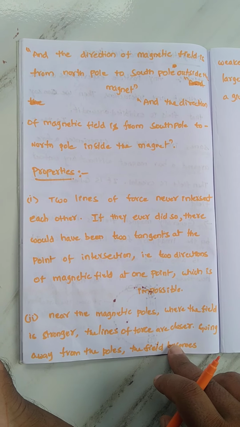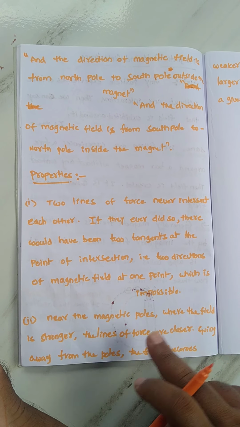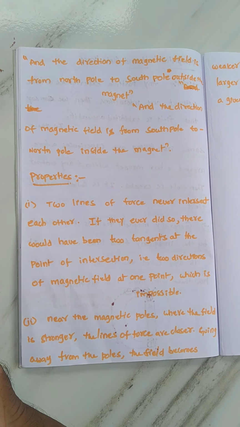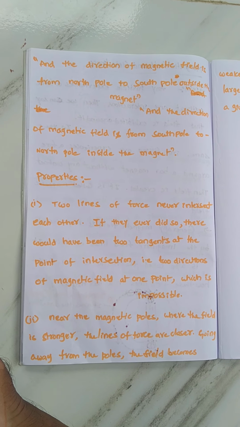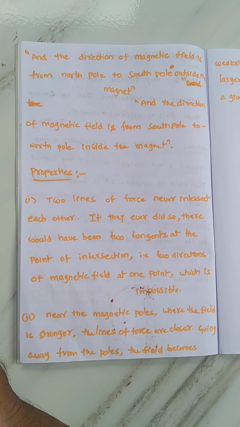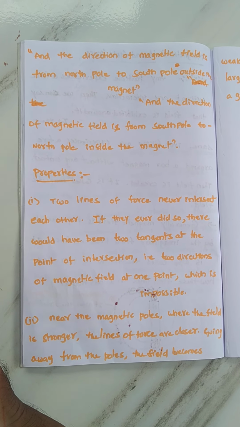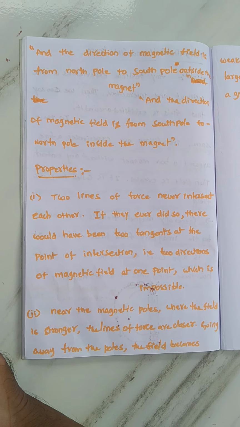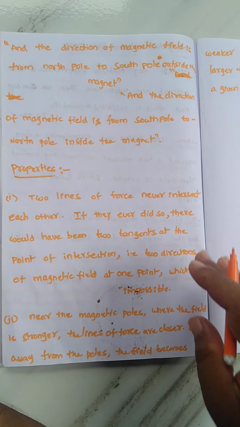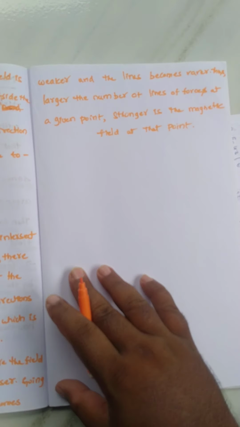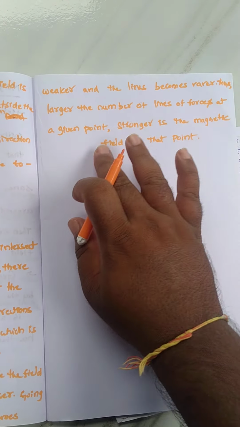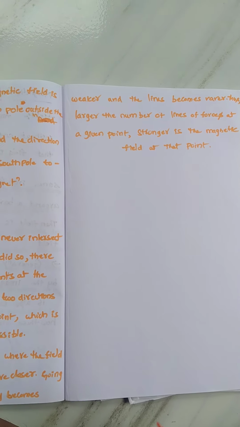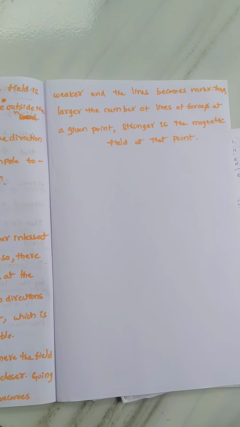And the next important point is, near the magnetic poles the field is stronger. Already I told, near the magnetic poles the magnetic effect is more and the field is also strong. Whenever the magnetic effect is more, the field will be stronger, and the lines of force are closer. Whenever the lines of force are closer, the field is strong. Going away from the poles, the field becomes weaker and the lines become rarer. So the larger the number of lines of force at a given point, the stronger the magnetic field.